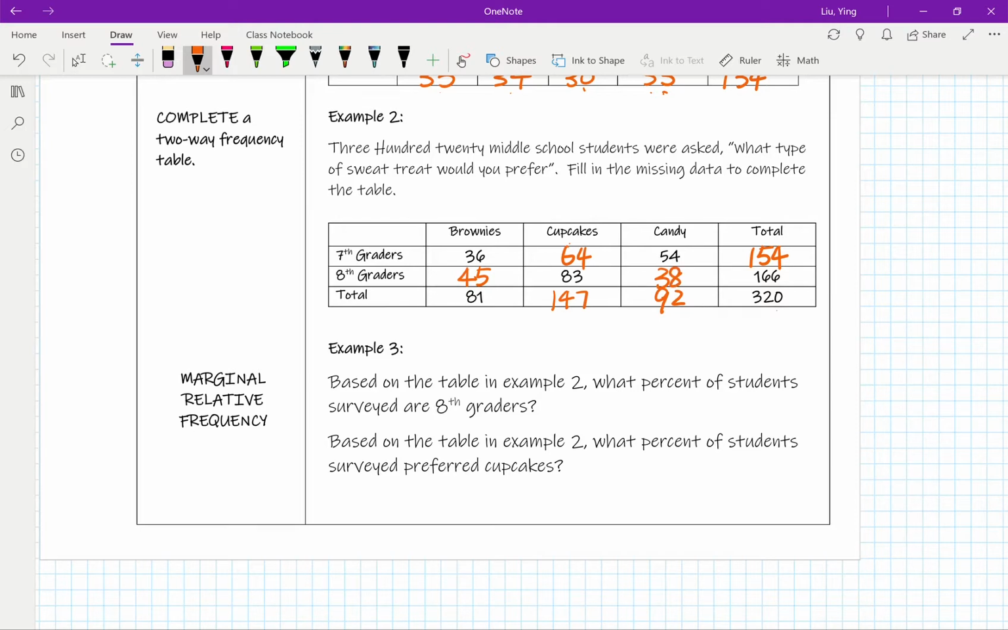Now I do want to check my work just in case I put a wrong number in the calculator. So I'm going to add these two, 154 plus 166. Oh, it does give me 320. Good. So I did this blank right. And then I'm going to do the same thing. I'm going to add these three numbers across. 81 plus 147 plus 92. Yep, that's 320. So that's good. That's how we would complete a table.